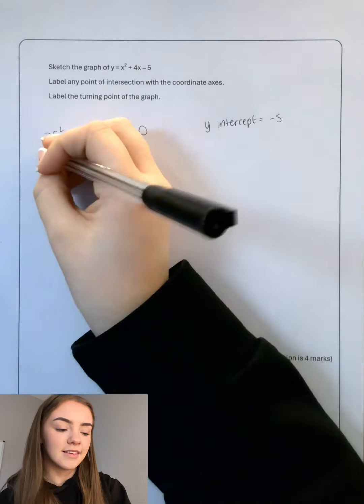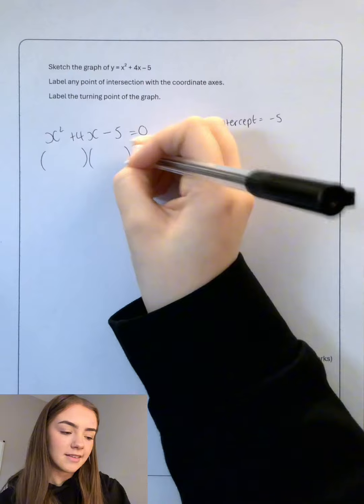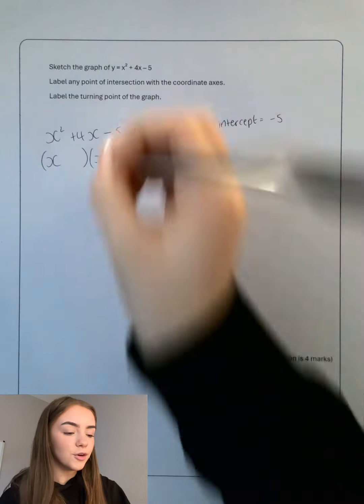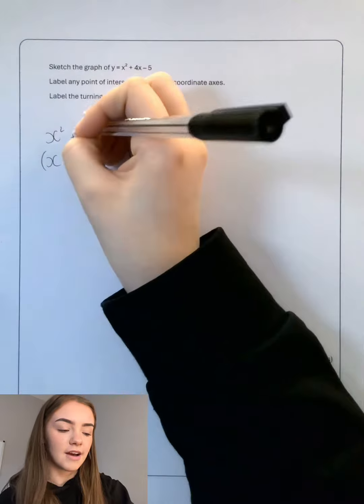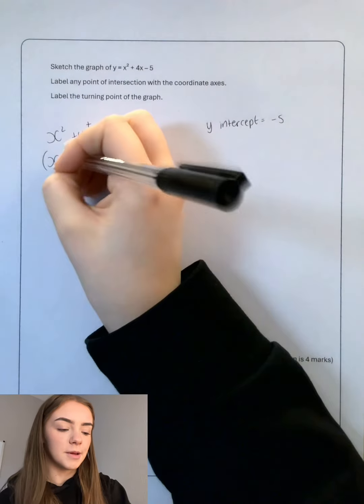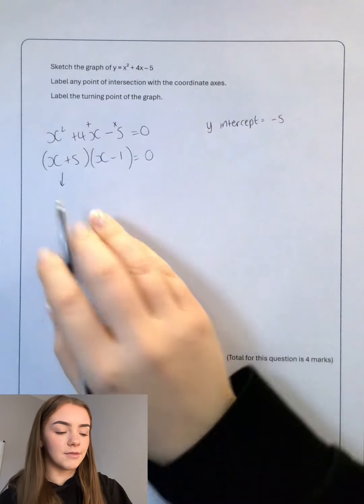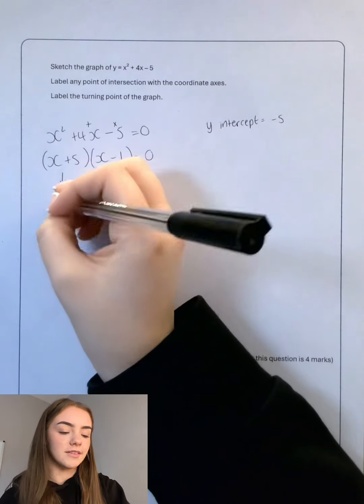To solve quadratics, we'll first factorise into double brackets. To get x squared, we'll have x and x in those brackets. Then two numbers which multiply to give minus 5 but add to give positive 4 will be plus 5 and minus 1.